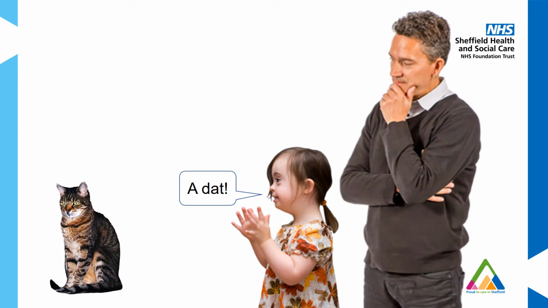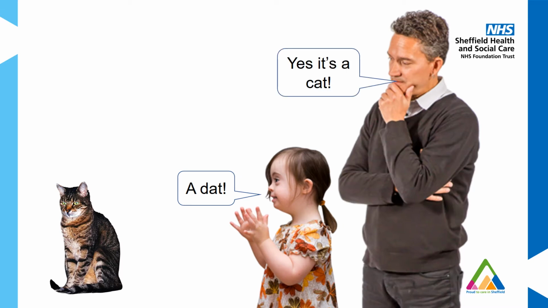Rather than pointing it out if children say something slightly wrong when learning to speak, the natural response is to repeat it back, saying what we think is meant. For example, if a child points to a cat and says, "Dat," we might say, "Yes, it's a cat." This is called recasting.